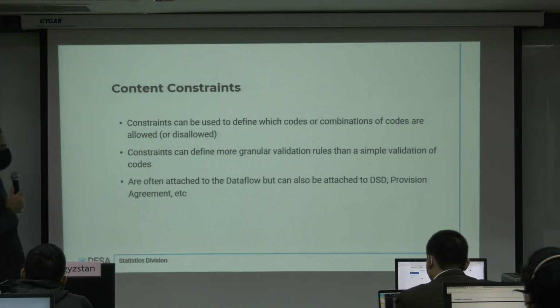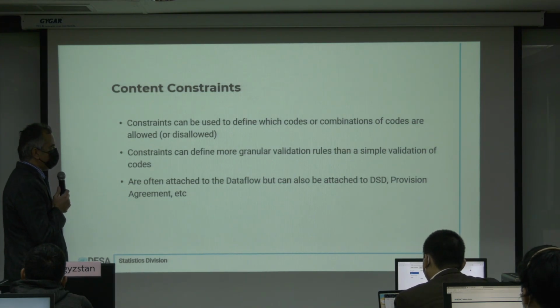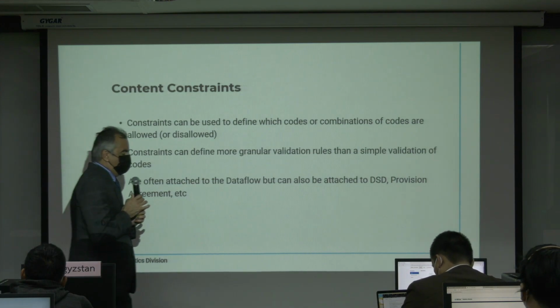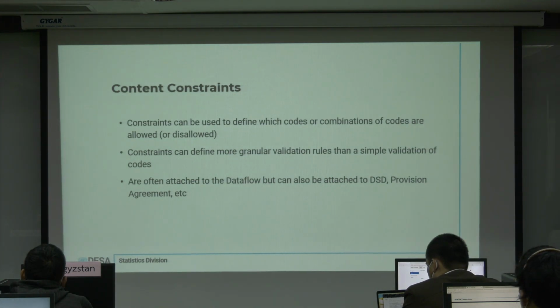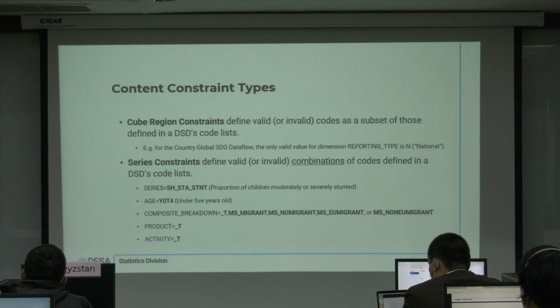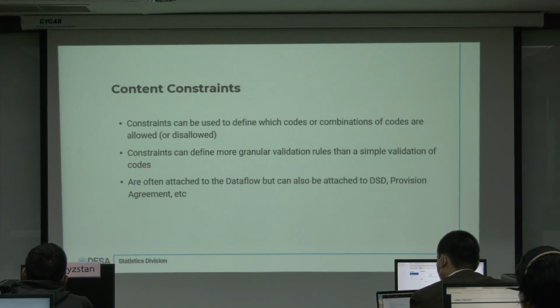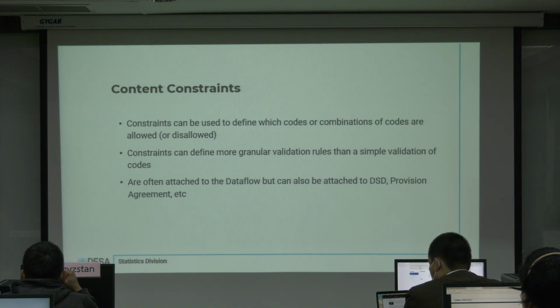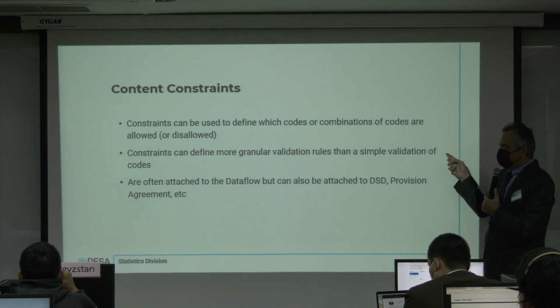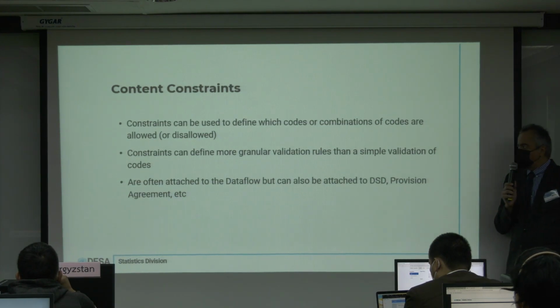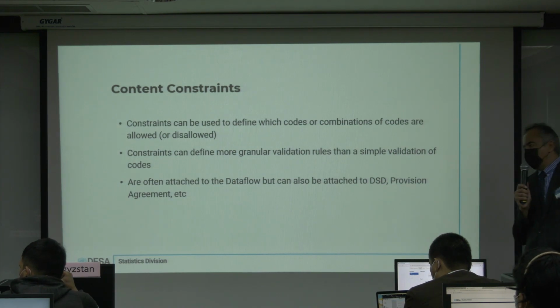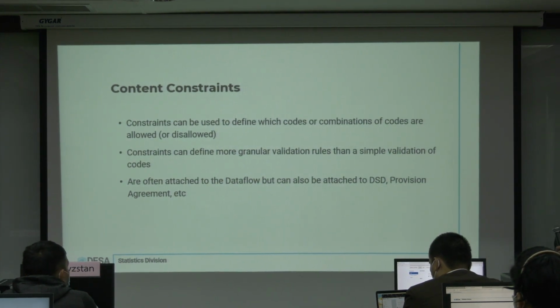So, content constraints can be used to define which codes or combinations of codes are allowed or disallowed. And the thing is, content constraints define more granular validation rules than simple structural validation.